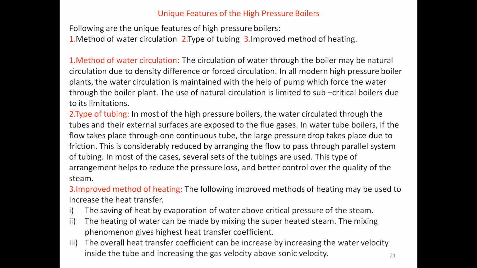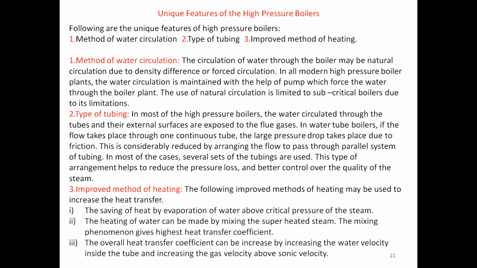Based on the method of water circulation, the circulation of water through the boiler may be natural circulation due to density difference, or forced circulation. As discussed in the classification, it may be natural or forced circulation of the water. In modern high pressure boilers, the water circulation is maintained with the help of a pump, which forces the water through the boiler. The use of natural circulation is limited to subcritical boilers due to its limitations. So mostly the water circulation here will be forced circulation only, and natural circulation is very limited or may not be used.